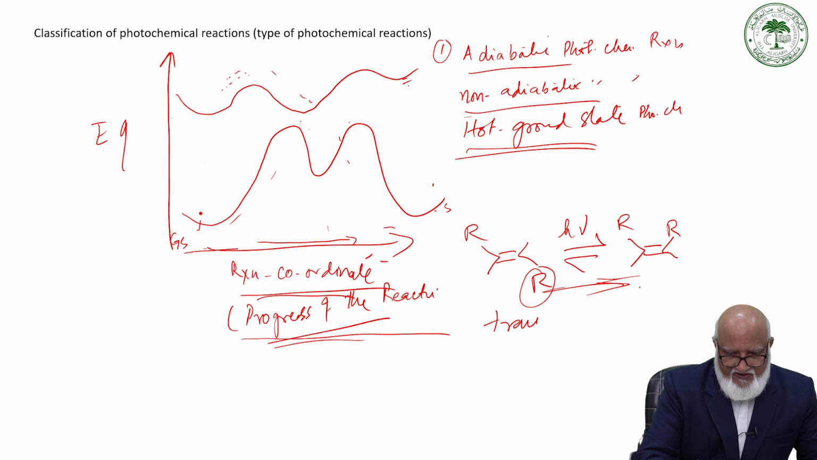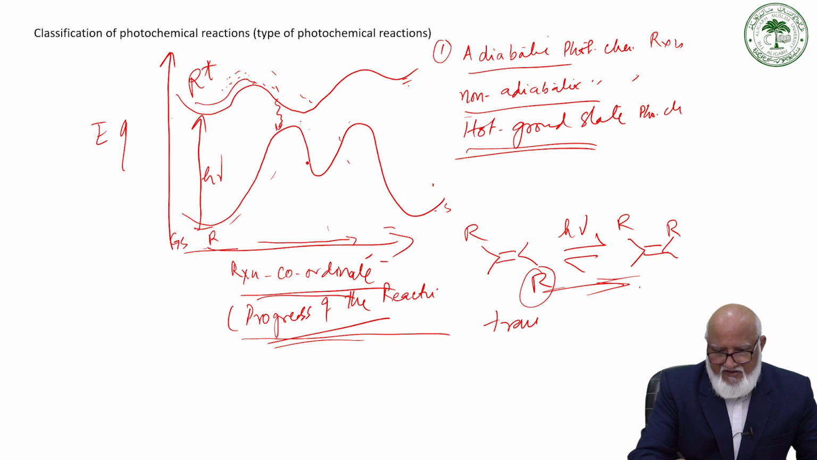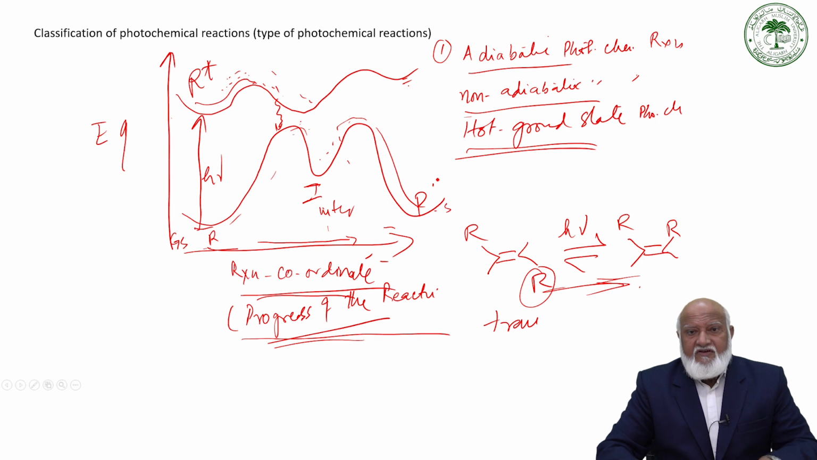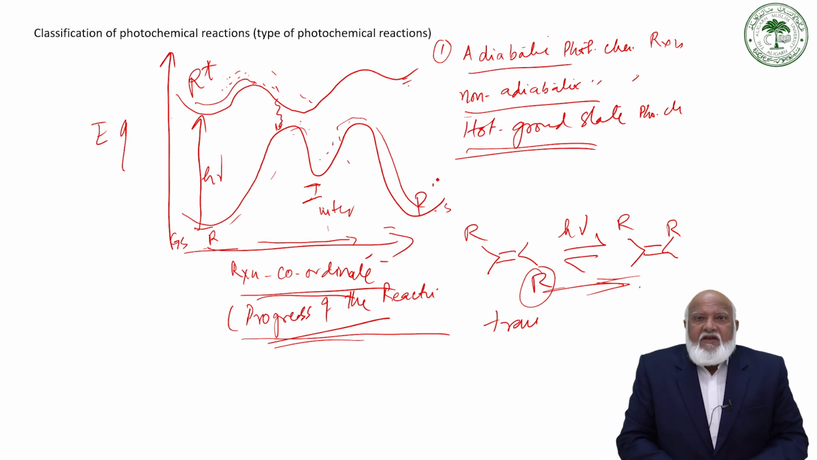So this is the reactant R, which on absorption of light goes to an excited state, and then there is a switching over to the ground state curve, and then there is a very small barrier, and we cross over and go to the intermediate. So this is going via an intermediate, and then it can cross over the small barrier of the intermediate and transform to the product. So if the reaction is proceeding via an intermediate, then the reaction is called a hot ground state reaction.